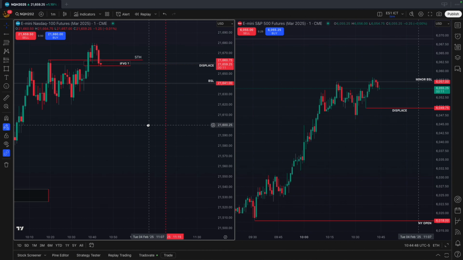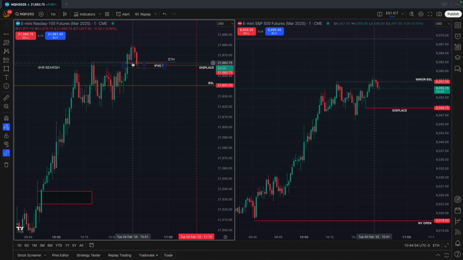Second day of macro. So preferably I want to see this bullish gap get inversed and see a sharp displacement lower for price.